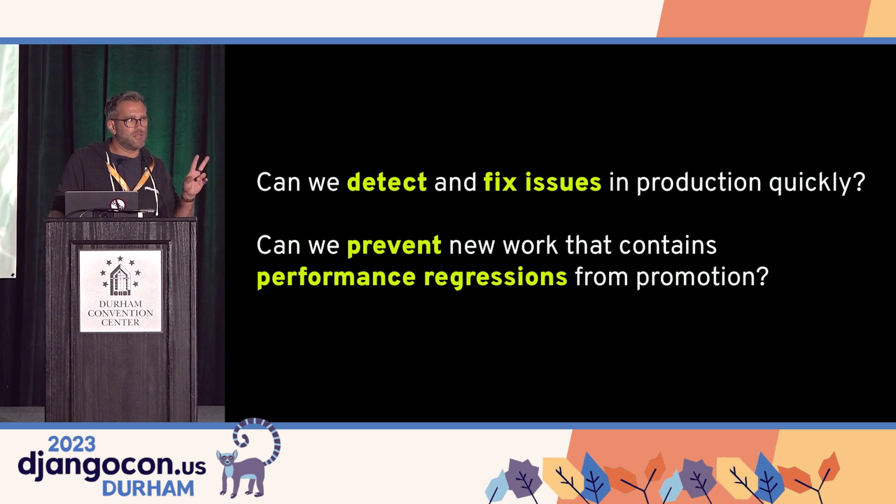So, two different issues. Can we detect and fix issues in production quickly? Sometimes a patch, a new feature, or a bug fix is going to be rolled out, and you're going to see an unexpected spike in traffic and maybe lower performance. So how can we detect those quickly and fix those?